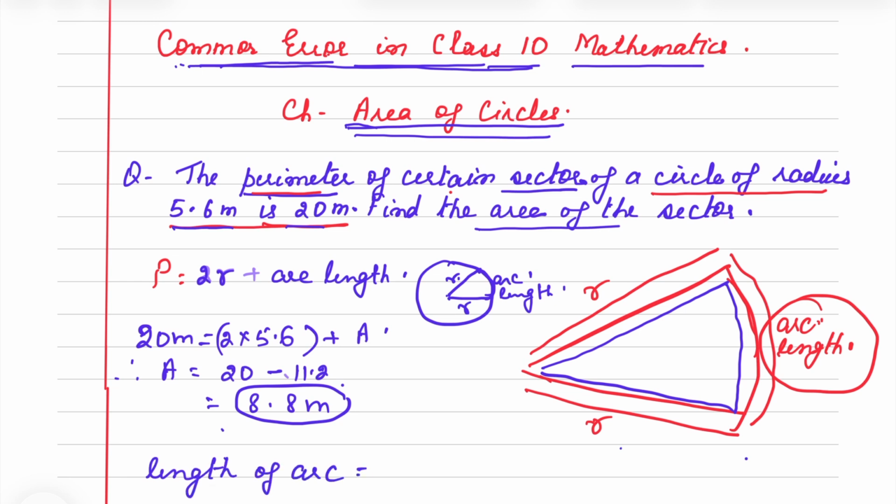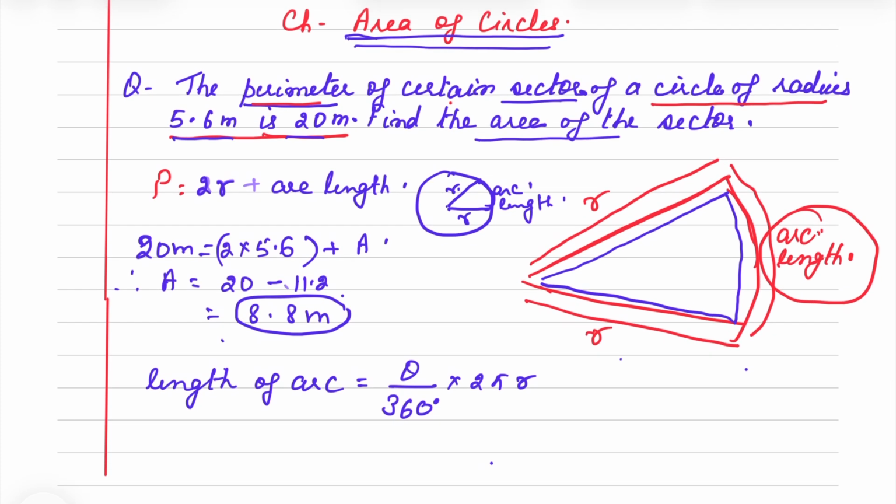Now the length of arc is theta by 360 into 2 pi r. You know this formula from the area of circle. So we put the values here. Length of arc we have just got, 8.8, theta by 360, theta we don't know here, and pi value we know, 3.14 or 22 by 7, radius is 5.6. Now we have to simplify it to find theta.